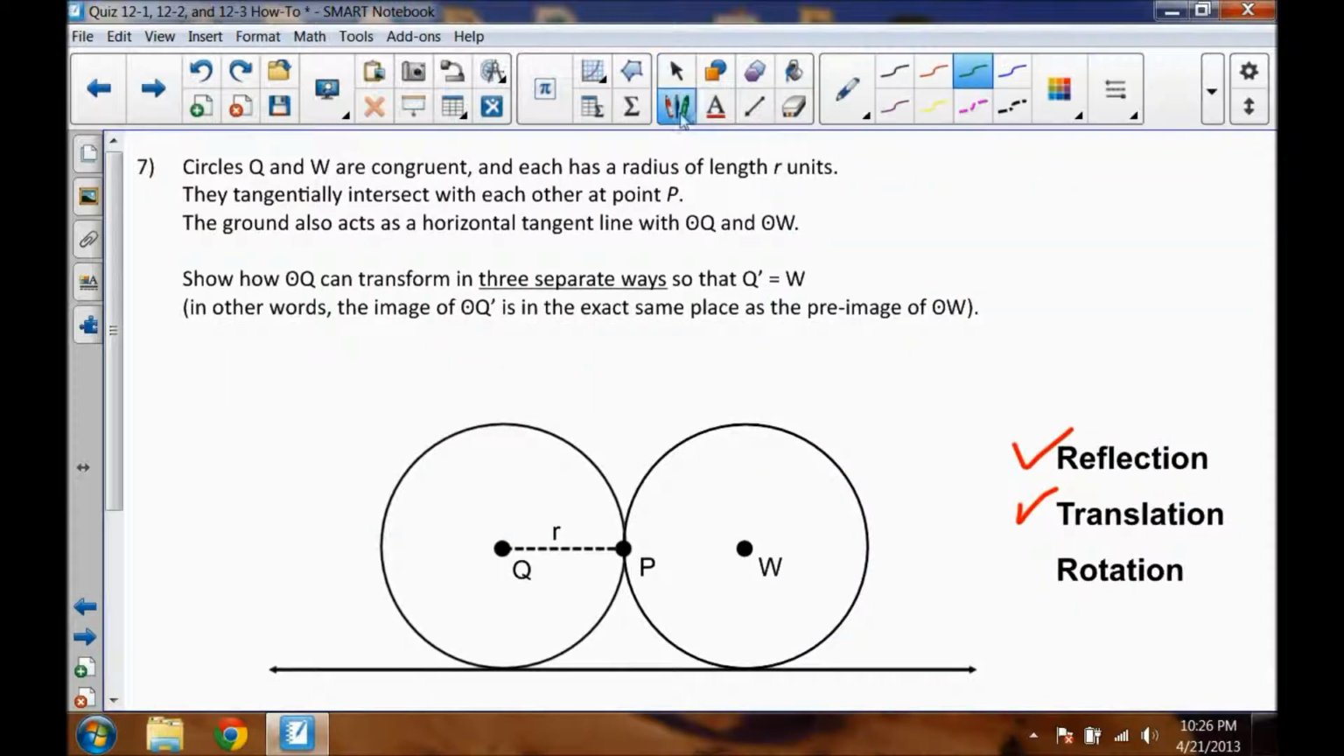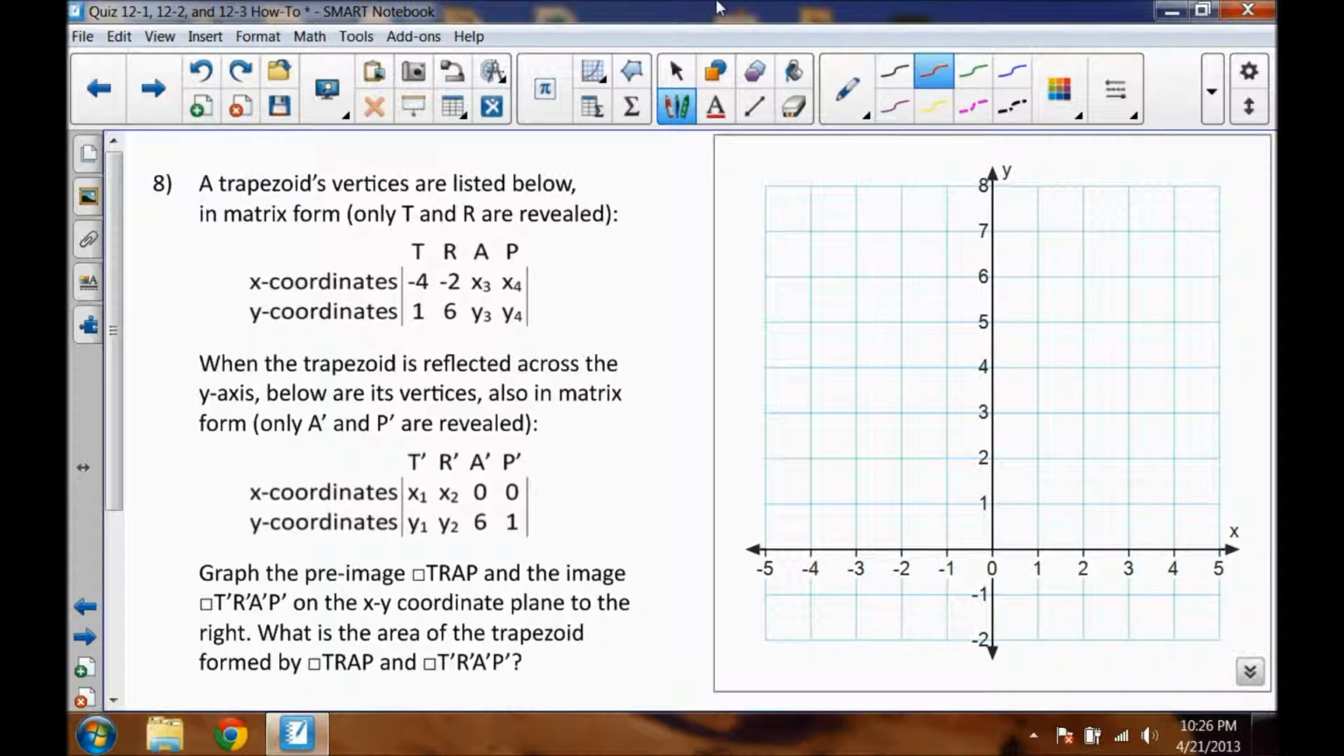And was that it? Yeah, that was it. So you have to say 180 degrees about point P. Let's check that off. Okay, and finally, last one, number 8. A trapezoid's vertices are listed below in matrix form, only T and R are revealed.